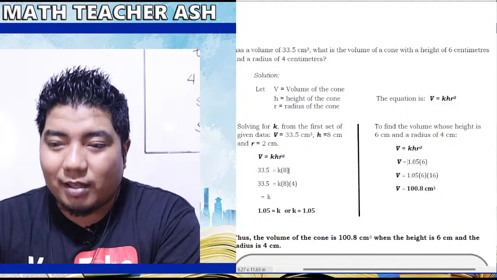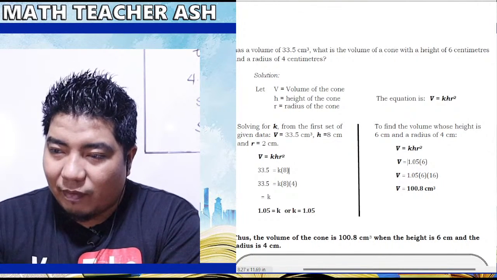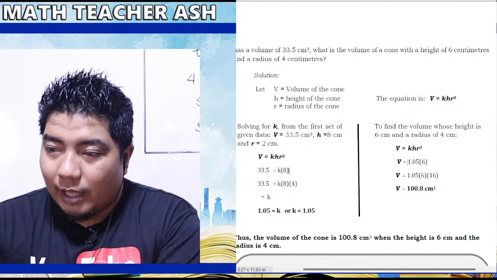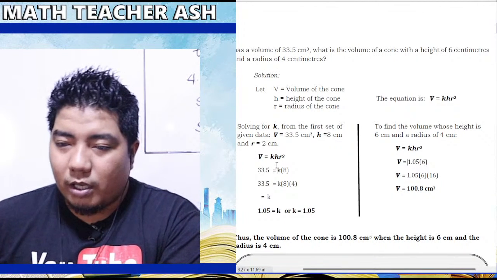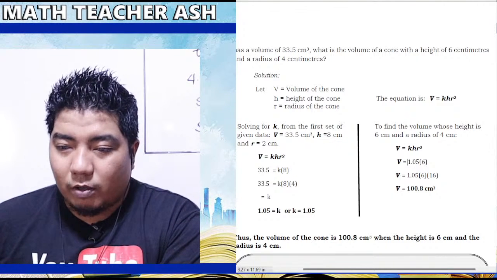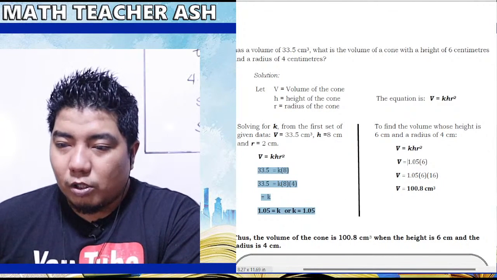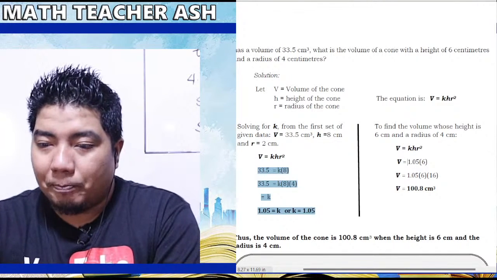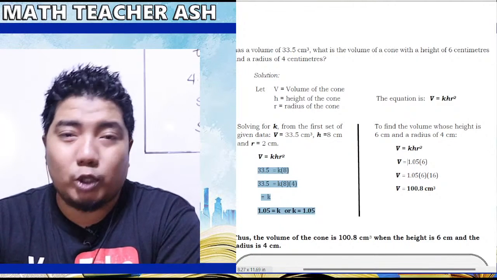Hindi pala 108. 128. So, if we divide 33.5 by 128, the answer is 0.2617. Okay, so this is already wrong. My dear math learners, if you are listening right now, we are correcting this one. This K here is wrong. Our K is 0.2617. If we round this off, that is 0.26.